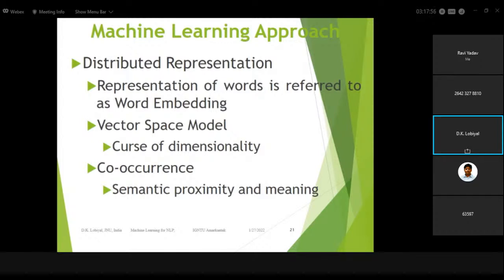Second, the basic principle of the word vector model or word embedding is that the words which are coming closer are semantically closer in meaning. They have a semantic proximity.